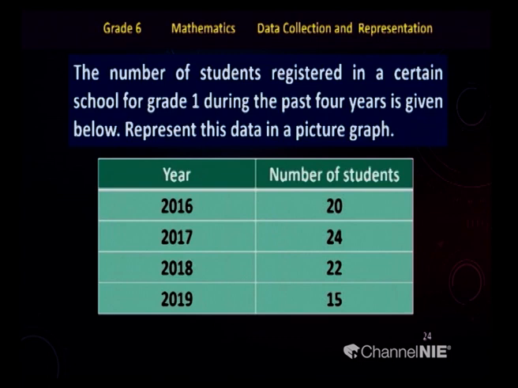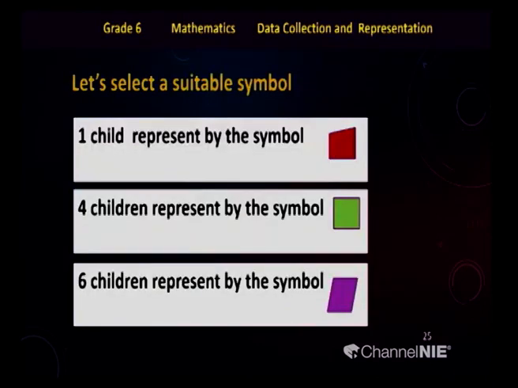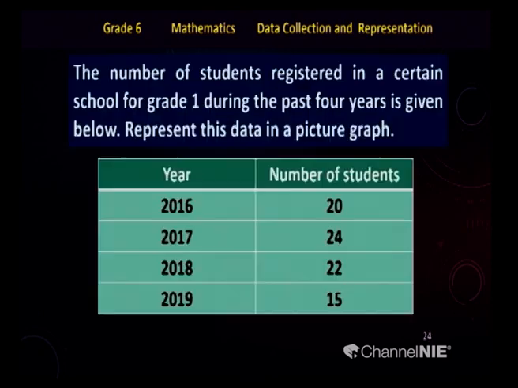Before representing that, we have to select a suitable symbol. When we choose a symbol, we should consider how many students it will represent. I have drawn 3 symbols there. The first one represents one child. If we use this symbol, it is impossible to represent the data, because all the numbers are more than 10: 20, 24, 22, 15.